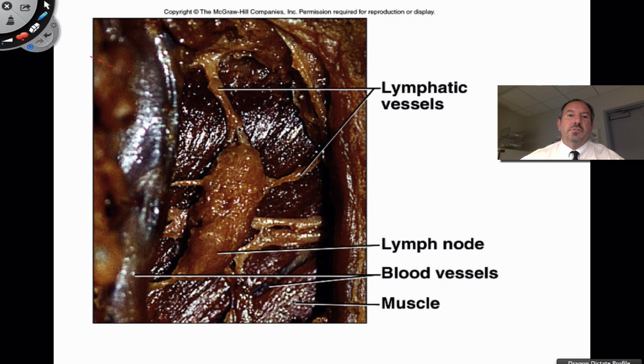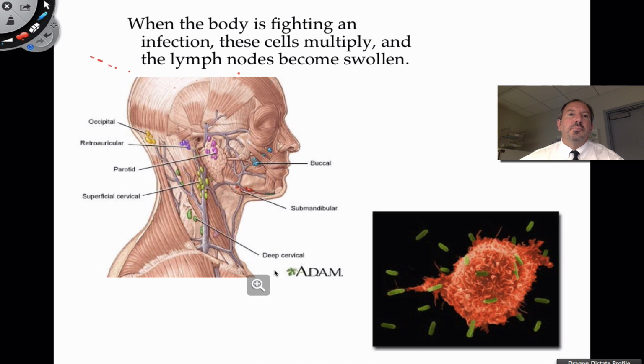And so here's an actual picture of a lymph node right here. And so here's the lymph vessel entering into the lymph node, as you can see here. Here's an ordinary blood vessel, and then some skeletal muscle right down below here. It's kind of neat.